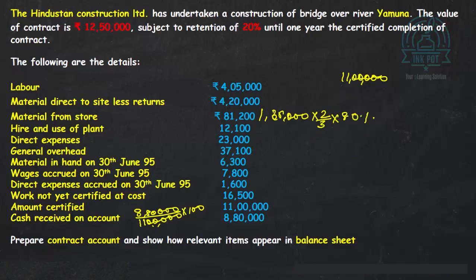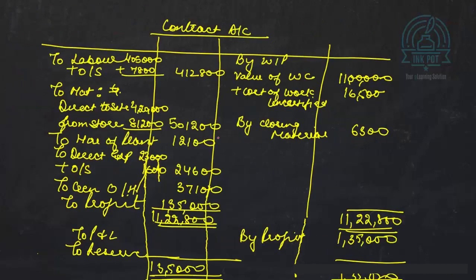Now 1,35,000 into 2 divided by 3 into 80%. So that is 72,000. That means 72,000 will be transferred to P&L account and the remaining profit, that is 63,000, will be kept as reserve. So this is the net answer. Thank you.